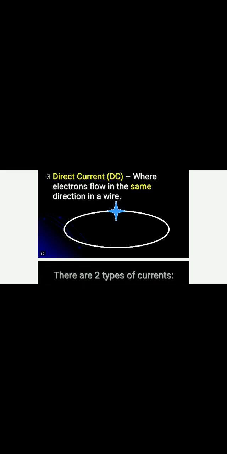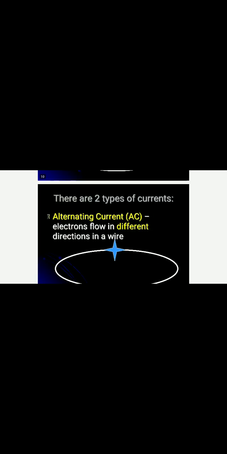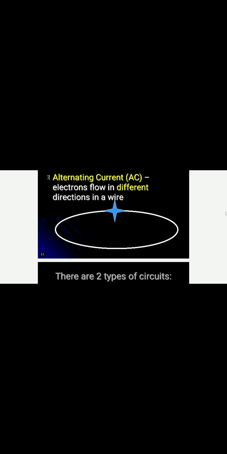There are two types of current. Direct current, where electrons flow in the same direction in a wire. Another one is alternating current, where electrons flow in different directions in a wire.